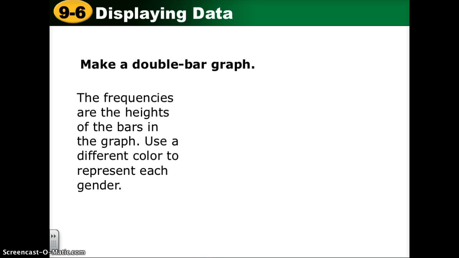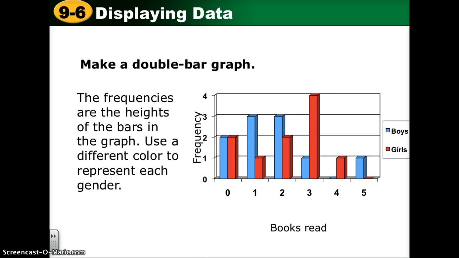The frequencies are the heights of the bars in the graph. Use a different color to represent each gender, or if you're doing something other than genders, use a different color to represent the 2 different bars. Boys are in blue, girls are in red. You can see the frequency goes up to 4 because that's the most number of boys or girls that read any amount of books. And then the books read goes across the horizontal axis.